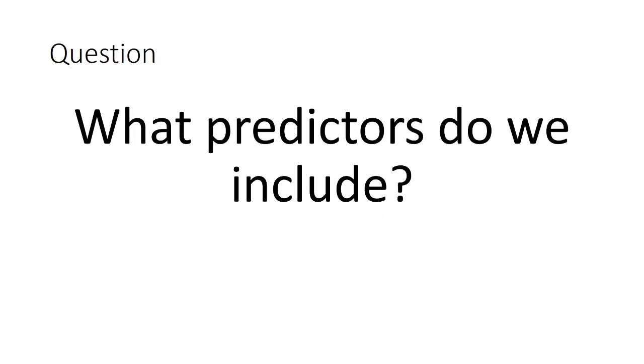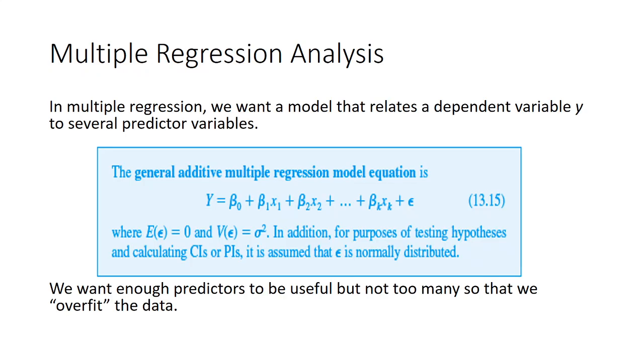Okay, so the big question is, what predictors do we include? Remember, in multiple regression analysis, for the general additive multiple regression model, there are other models as well, but for this model where each of the terms are added up, we're assuming the error random variable has a mean of 0 and a constant variance of sigma squared, and that the residuals are normally distributed. So we want enough predictors to be useful, but not so many that we overfit the data.